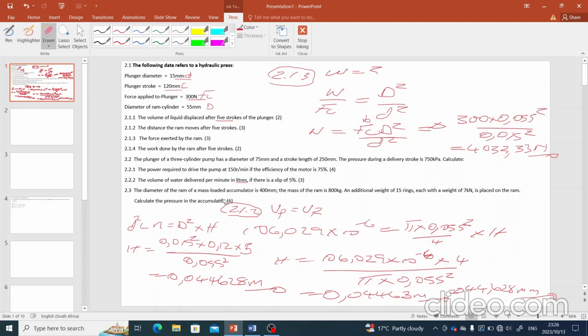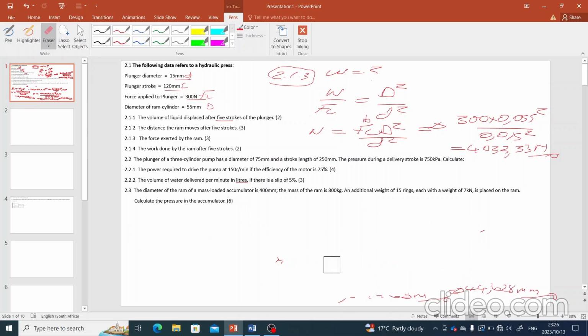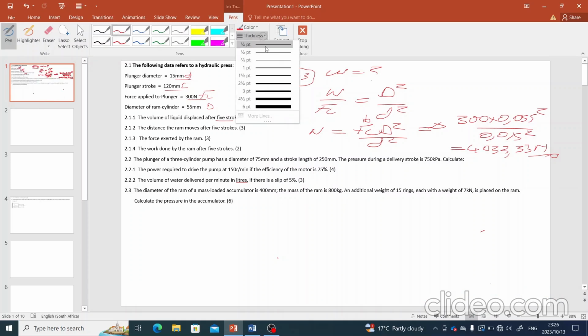This is how you calculate 2.1.3. Now let's go to the following question. Now the whole question, come on good people, here you've lost marks because some of you didn't read the instructions carefully.